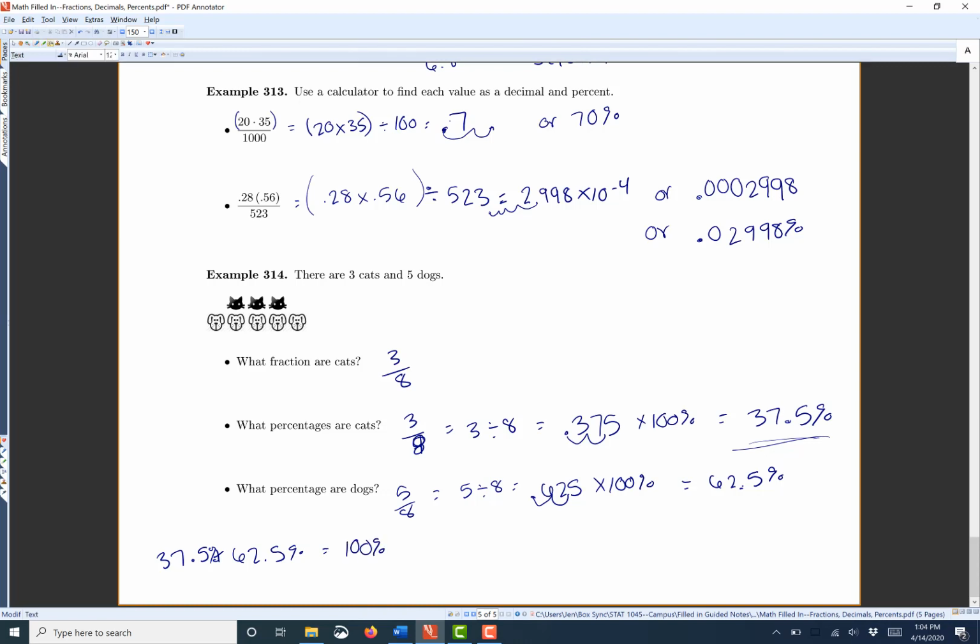So anytime we talk about probability and chance, our total should always be 100%. Now, I know we haven't talked about chance and probability yet in this class, but this will come up and be handy. Because if you have 3/8 cats and 5/8 dogs, the total should be 1 or 100%.